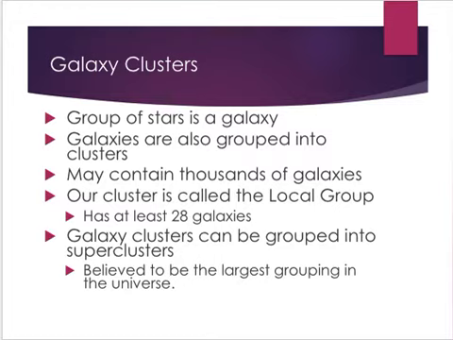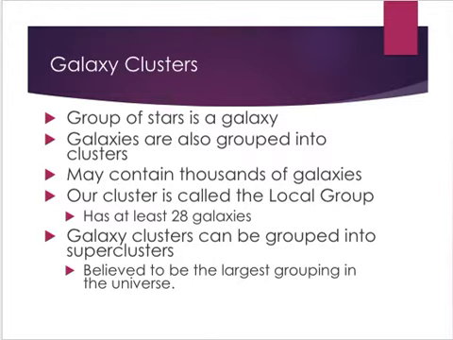But the interesting thing about galaxies is we use those to then learn more about our universe. So if a group of stars is a galaxy, galaxies are grouped into clusters. So a group of galaxies is a galaxy cluster. They can contain thousands of galaxies. Our cluster that we live in is called the local group, and we have 28 identified galaxies so far. We can also group these galaxy clusters into superclusters, and we think those are the largest piece.